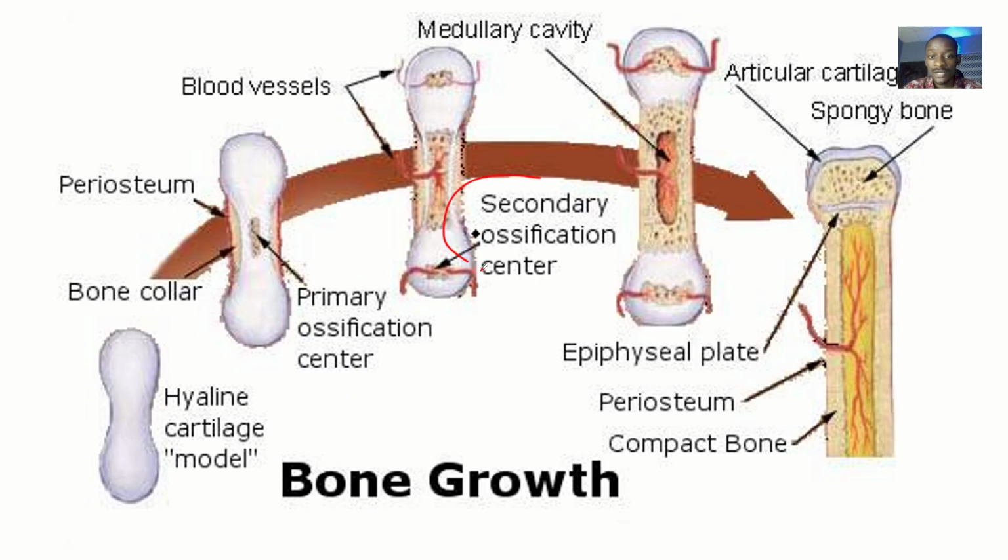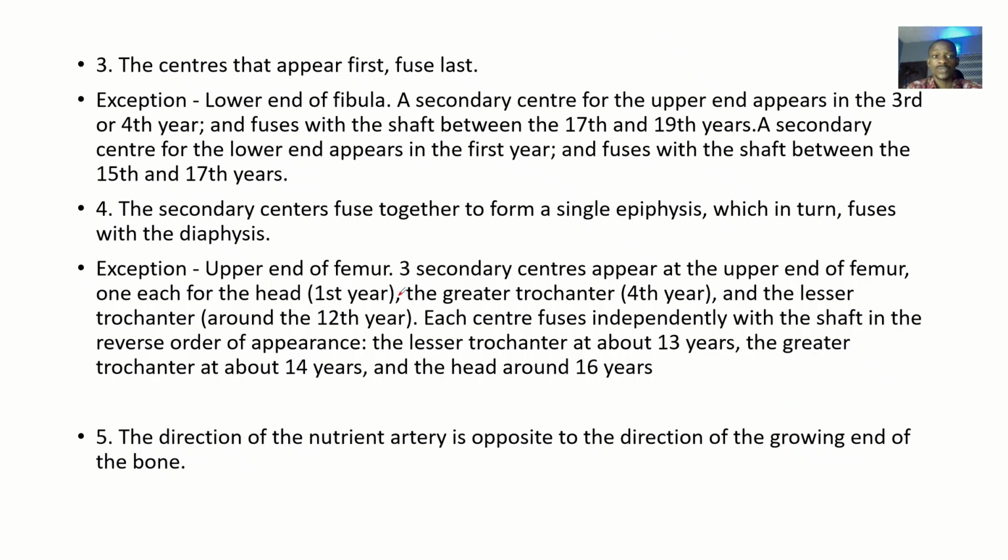So secondary ossification center, primary ossification center, we've spoken about them. Then we see that the center that appears first fuses last. Do you know what that means? Any center that appears first will fuse last. The ones that appear after the first centers will fuse first. There's a big exception to this rule. The exception is the lower end of fibula.